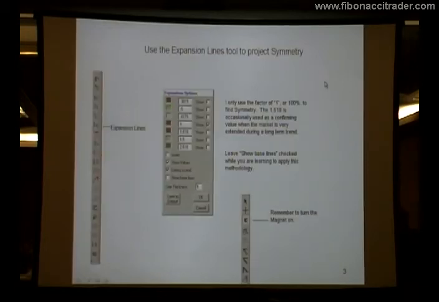The first tool that I use to find this symmetry or measured moves is the expansion tool. Now, I know Yuri showed you a lot about the expansion tool. There are many ways to use this tool. This is how I have mine set up. Basically, we're talking about the expansion lines tool, and I just have the value of 1 set there. That's almost always the only value I use in that tool. I also have one set to 1.618, but that's not on all the time. I only use it if the market is really extending very rapidly.